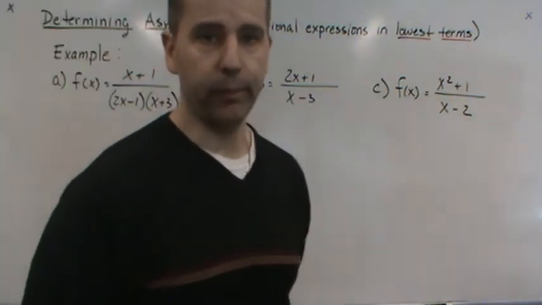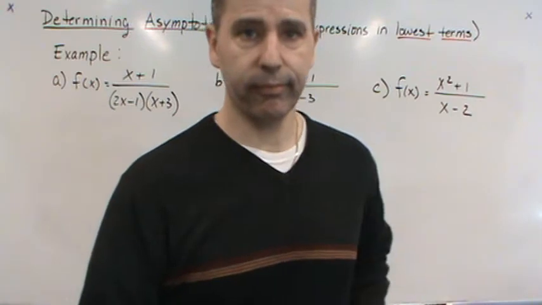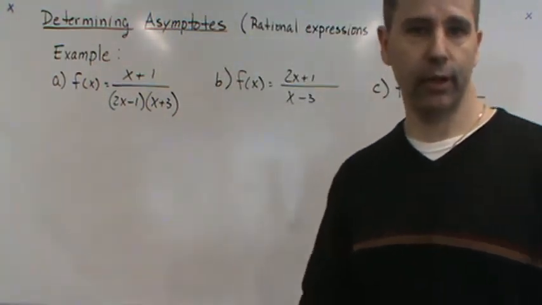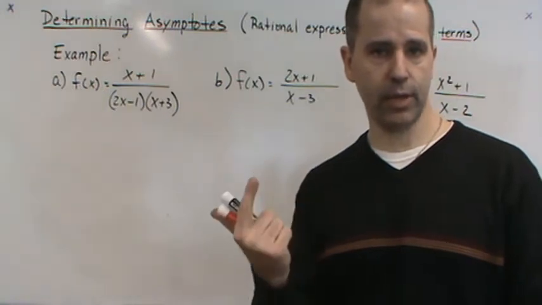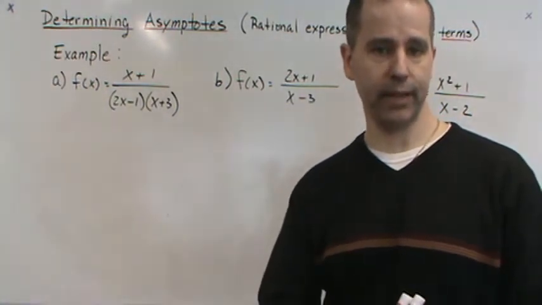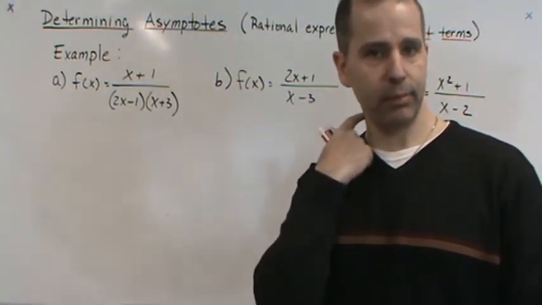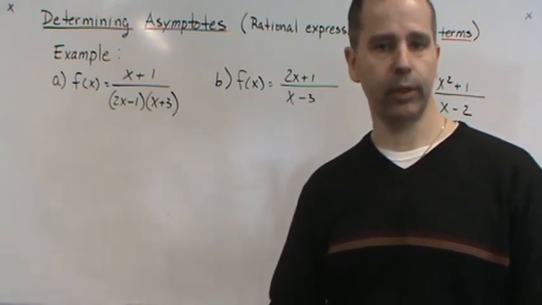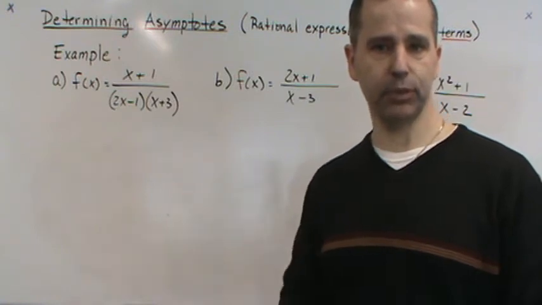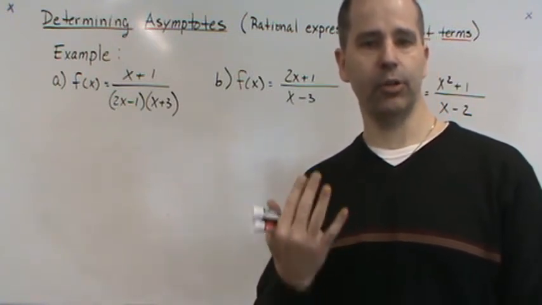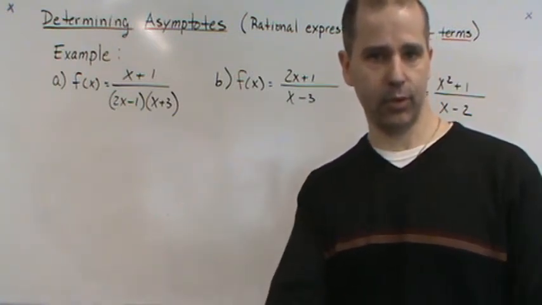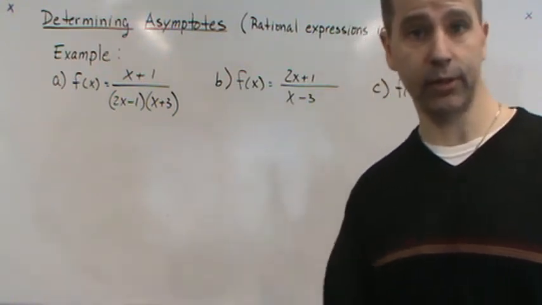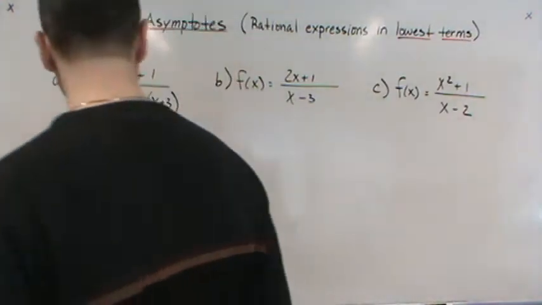Okay, welcome. So we're going to do an example, and in this example we're going to determine whether there are vertical asymptotes, horizontal asymptotes, or oblique asymptotes. There may be more than one in some cases. I'm going to go through each one of these examples and show you how to determine what asymptotes there are, what they are, and how to express them.